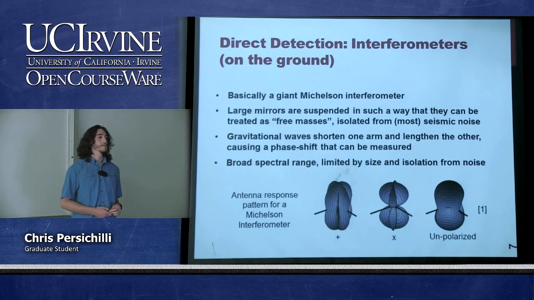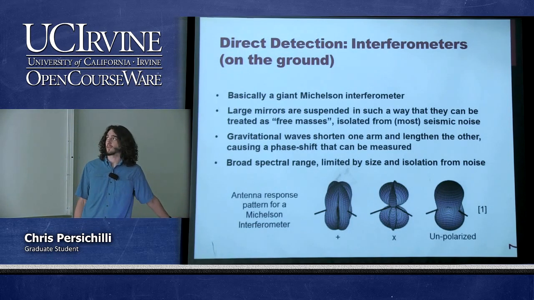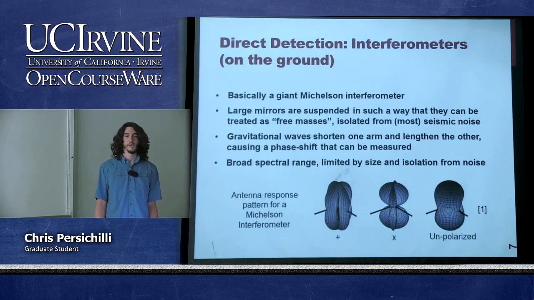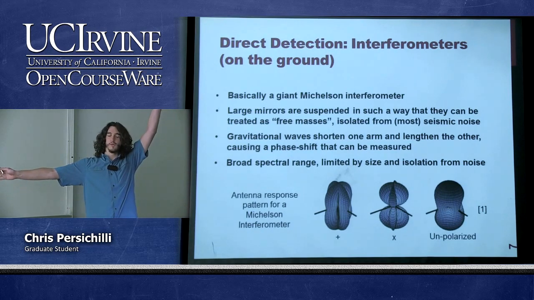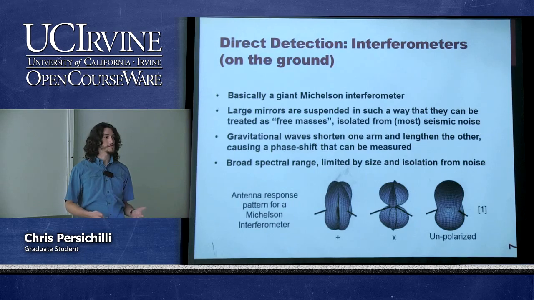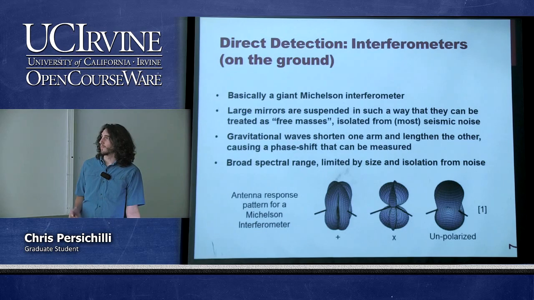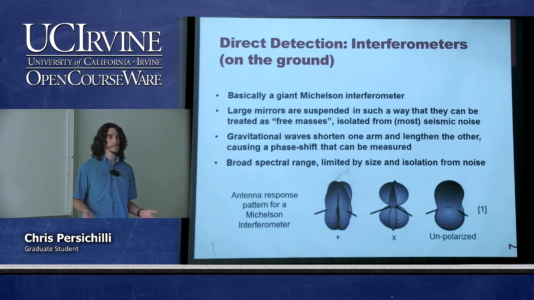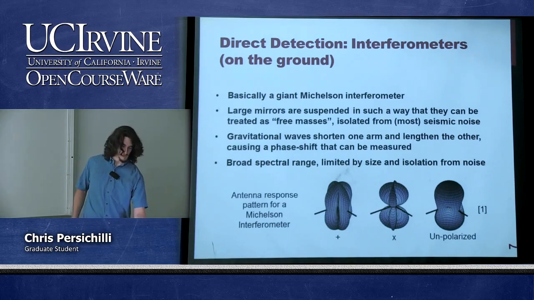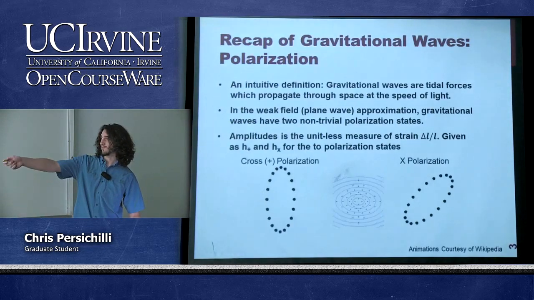And then the other main type of direct detector is the interferometer. Basically, the diagram here is just a big Michelson interferometer. You have two arms at right angles, and you try to measure a phase difference between light propagating in each of those arms. You suspend large mirrors at each end. They act like the free masses, so they behave like you would expect those test masses to, if we go back. So they essentially behave like these test masses here.